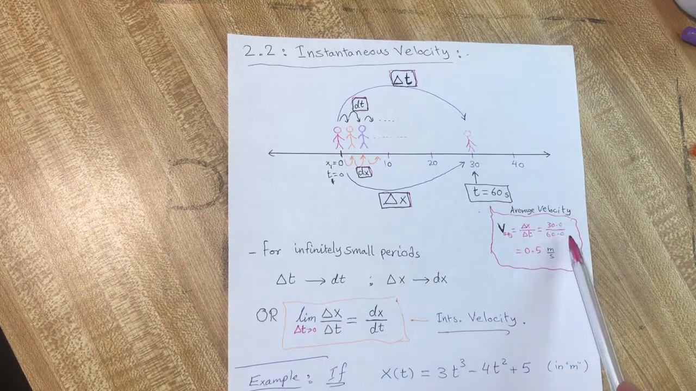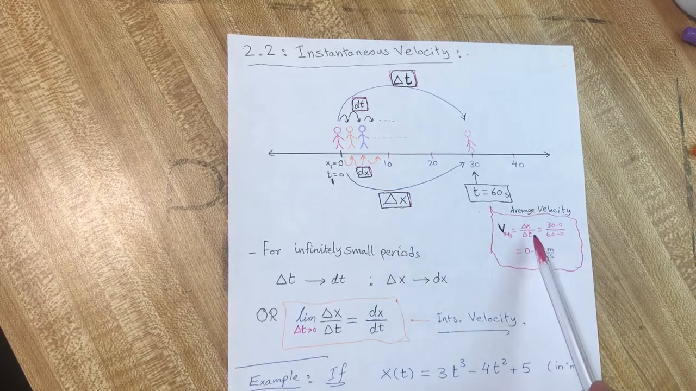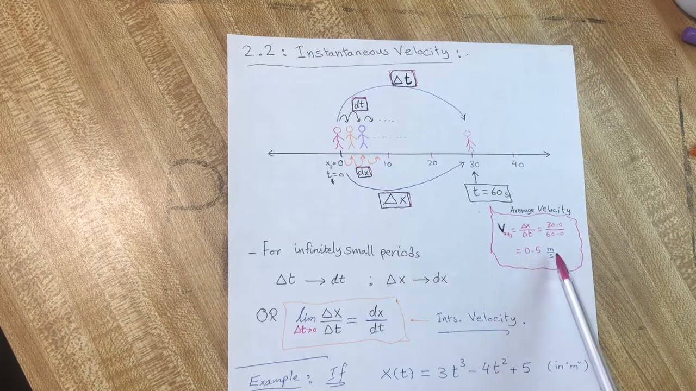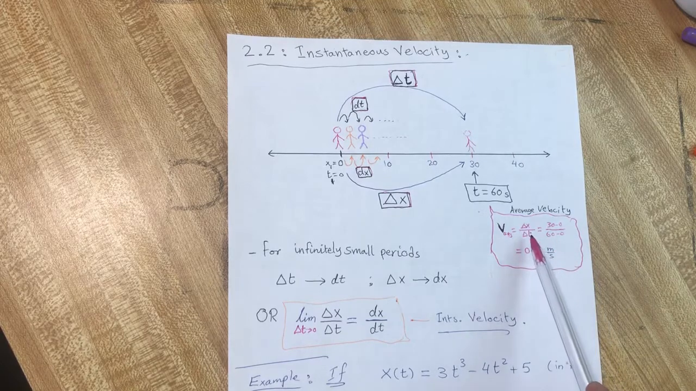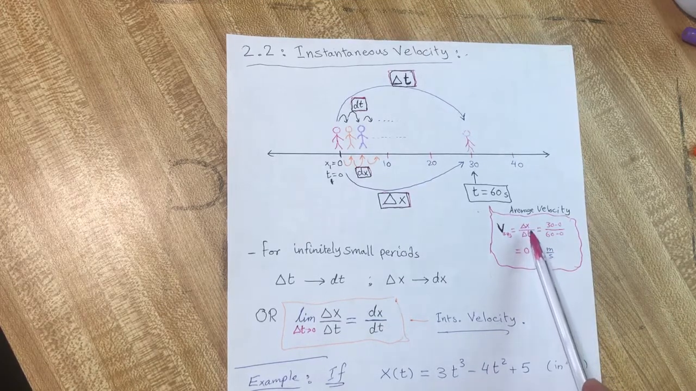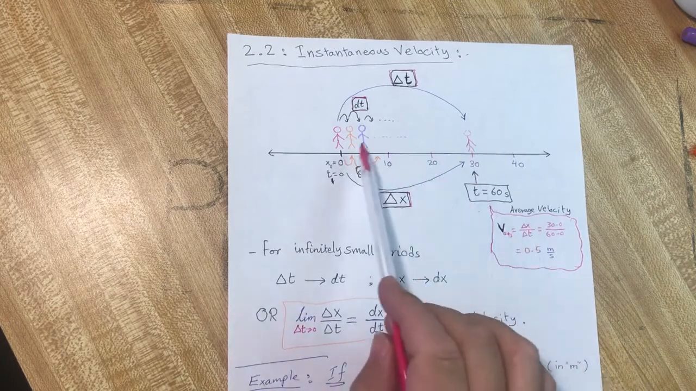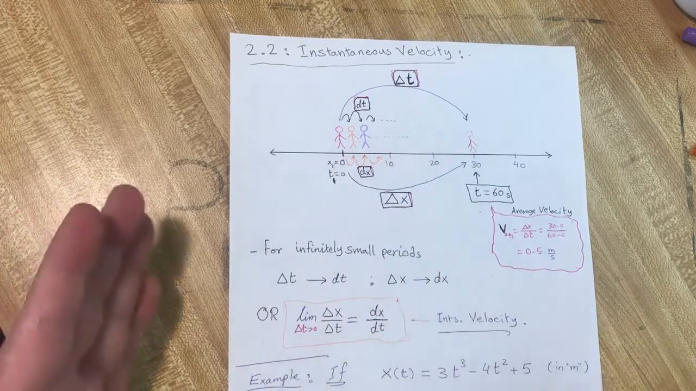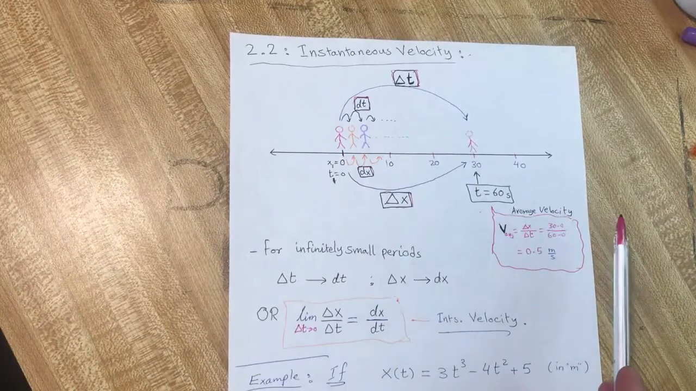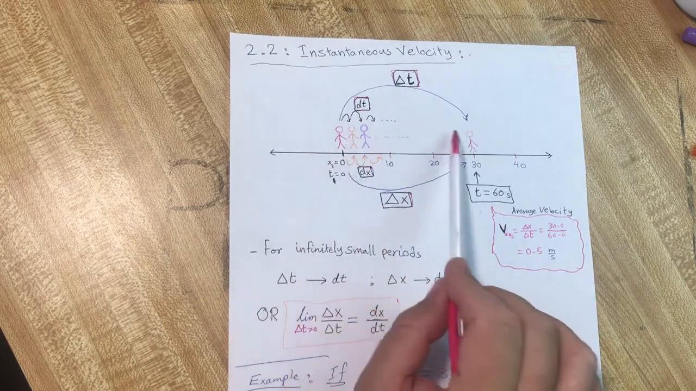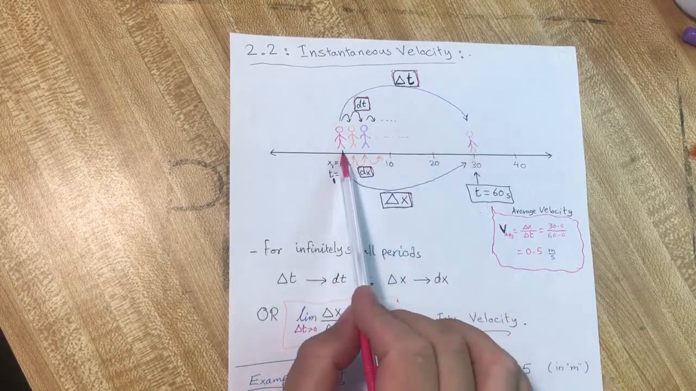And my average velocity, if you remember, was delta x over delta t, which is a half meters per second. Delta x over delta t, remember this notation. Delta means the change in position between two vast positions, okay? But what if we take the time or the change in position to small values?